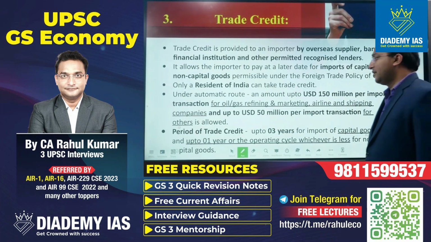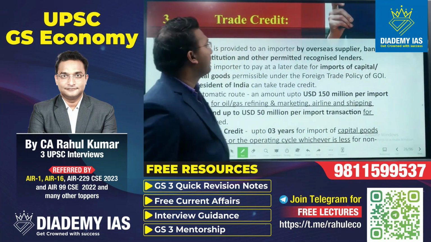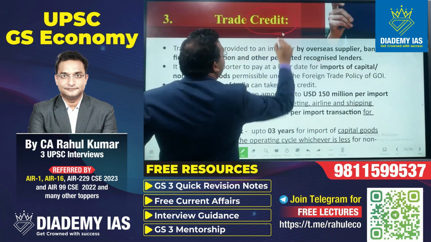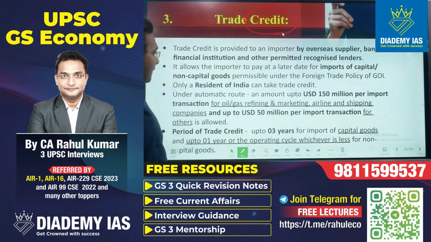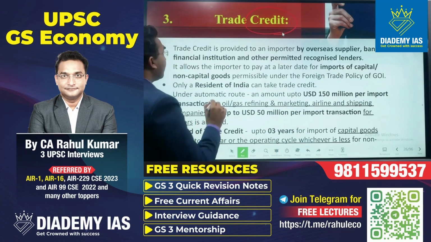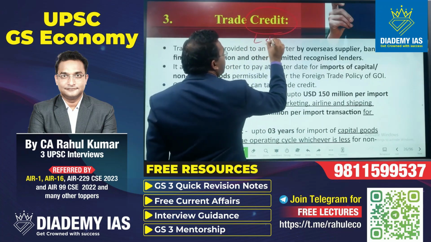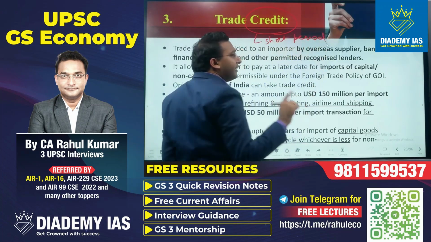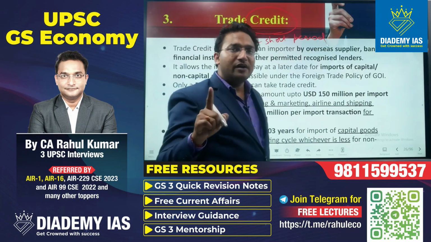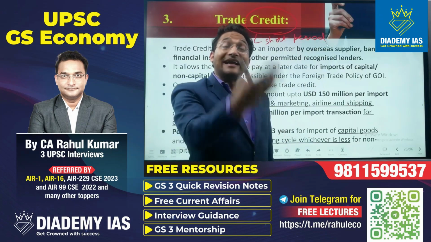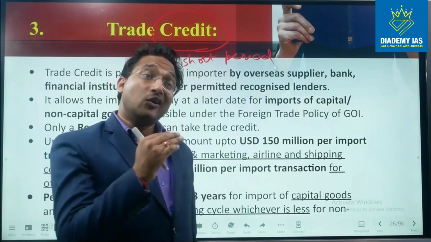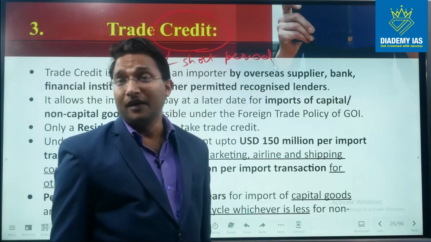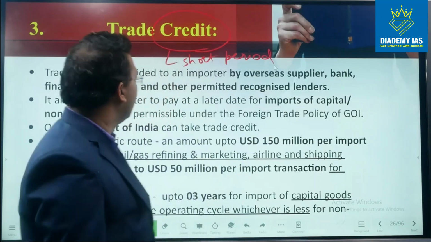Trade credit. Trade means for the business purpose, credit means that this is for a short period. The major difference between ECB and trade credit is that the ECB minimum maturity period is 3 years. Here the maximum maturity period is 3 years. So if the loan is received in the form of trade credit for up to 3 years, then it becomes part of the trade credit.